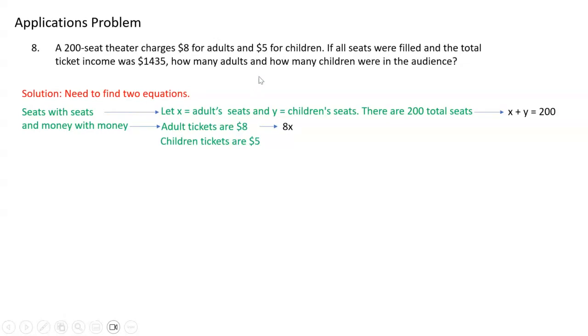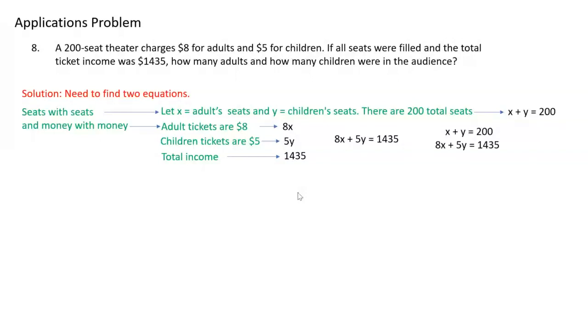Now, for the children's tickets, they're $5, and children's tickets is represented by y. So this will give us 5y. And what was the total revenue or the total income? It was $1,435. That's how we get equation number 2. So it's going to give us 8x plus 5y equals 1,435. So we have both equations.